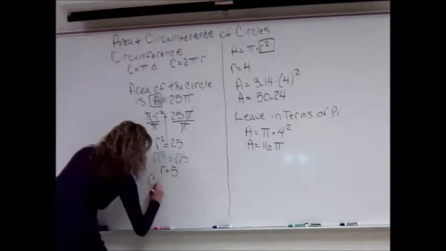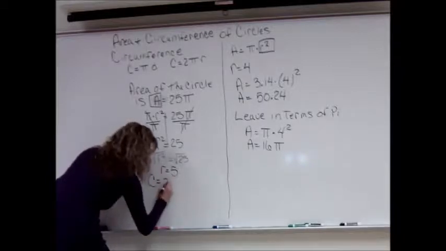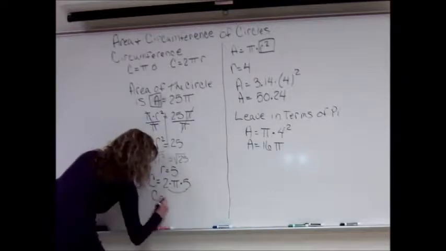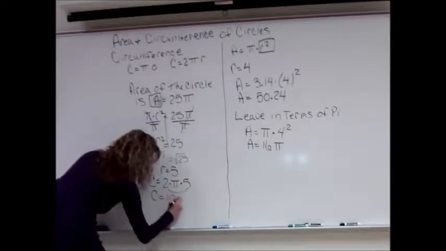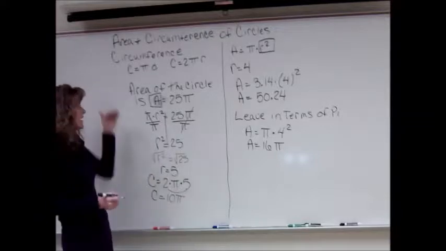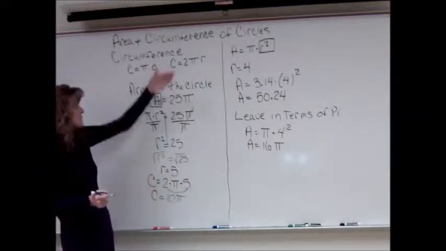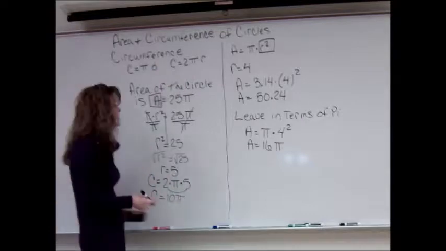So the circumference of the circle is 2 times pi times 5. I'm going to multiply the 2 and the 5 together. So the circumference of that circle is 10 pi. Alright, so sometimes we have to solve for the radius first and then take that radius and plug it back in. Same thing over here.